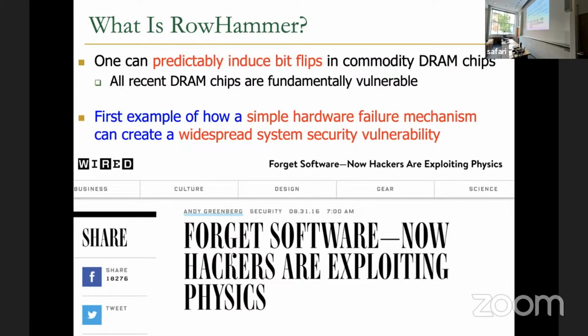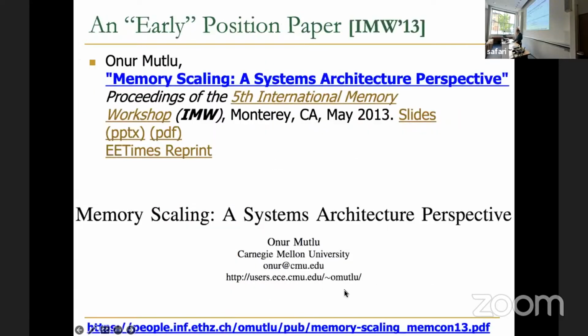So essentially, now you can actually cause bit flips from software directly. And people are writing articles that look like this. Forget software, now hackers are exploiting physics, which is interesting.